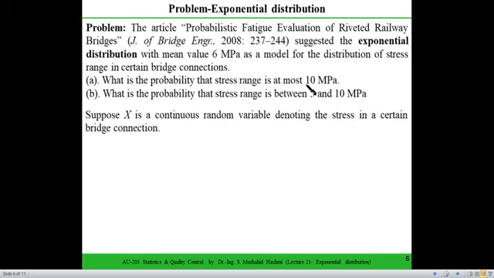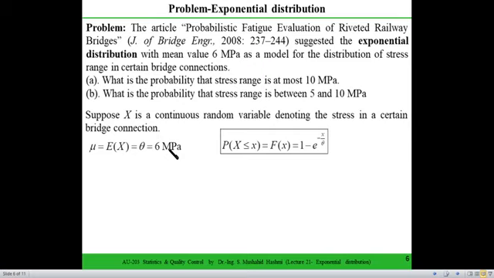So the first thing is always to define a random variable. X is a continuous random variable, which represents the stress in a certain bridge connection. The information given here is the mean value, which is the expected value. So the parameter value theta is given, which is 6 megapascals. As we know, the probability that X is less than or equal to x is given by the CDF of that variable, which is 1 minus e to the power minus x over theta. That is what we have already derived.